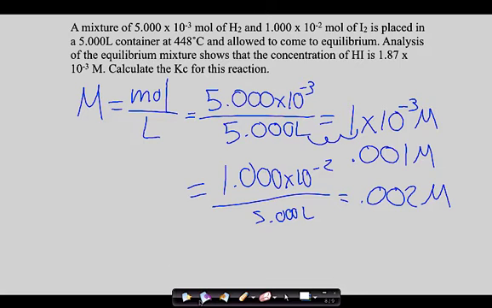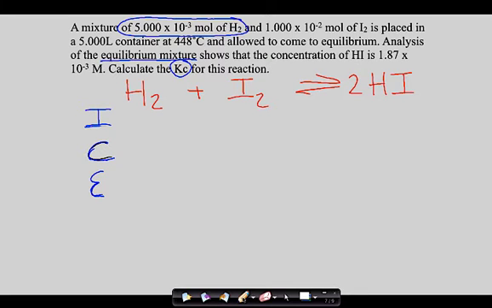Are you good? Okay, so now taking these numbers and moving this back, here's what we now know. We start with 0.001 molar H2. And we start with 0.002 molar I2. And guys, from that, we now know everything that we need to know in order to fill out the bottom line of this thing. Check this out. Guys, the first step involves some logic. When a reaction starts, how much product do you have? None.